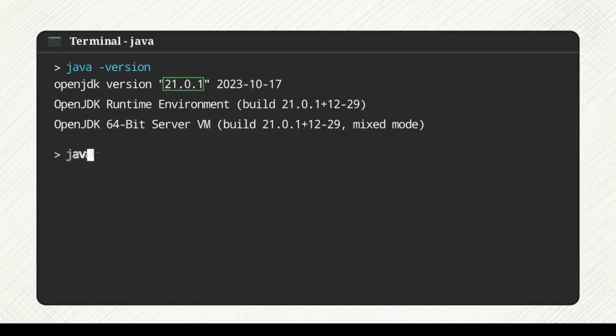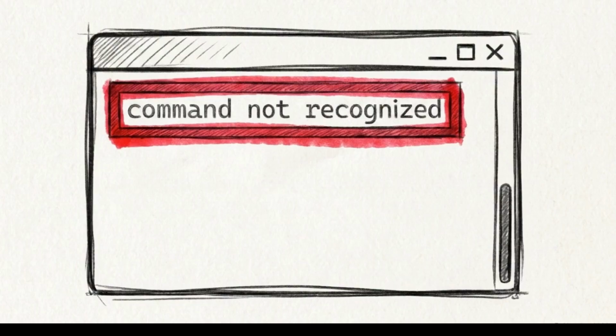Next, verify the compiler by typing java --version and hitting enter. A matching version number will output directly below it. If you installed the software but still receive a command not recognized error here, your computer simply does not know where to look for the tools.